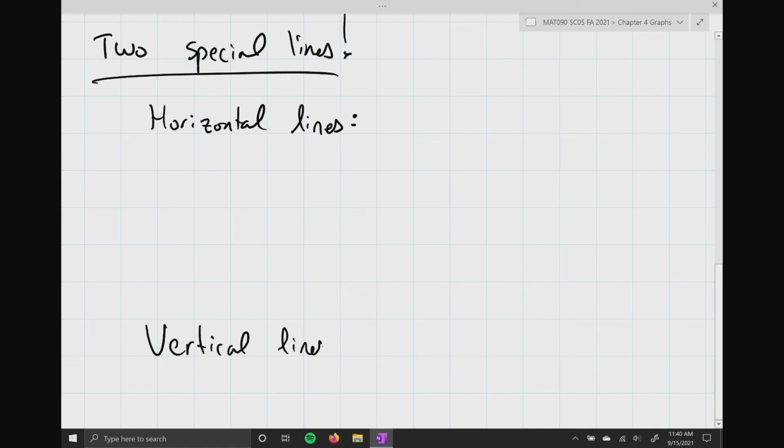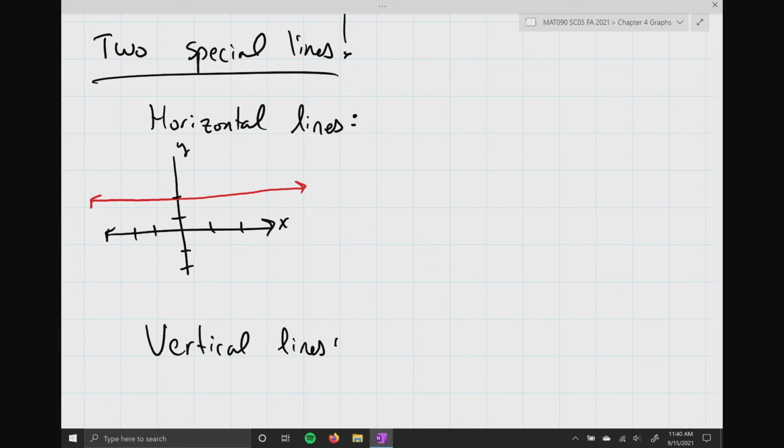and vertical lines. Now notice I have a space here, okay? So make sure you put a space. Because these are very special. All right? They're very special. All right? So let's start with the horizontal line first. So I'm going to draw this horizontal line right here. And notice it's like perfectly flat. It's horizontal, okay? And there's something really interesting about that line.